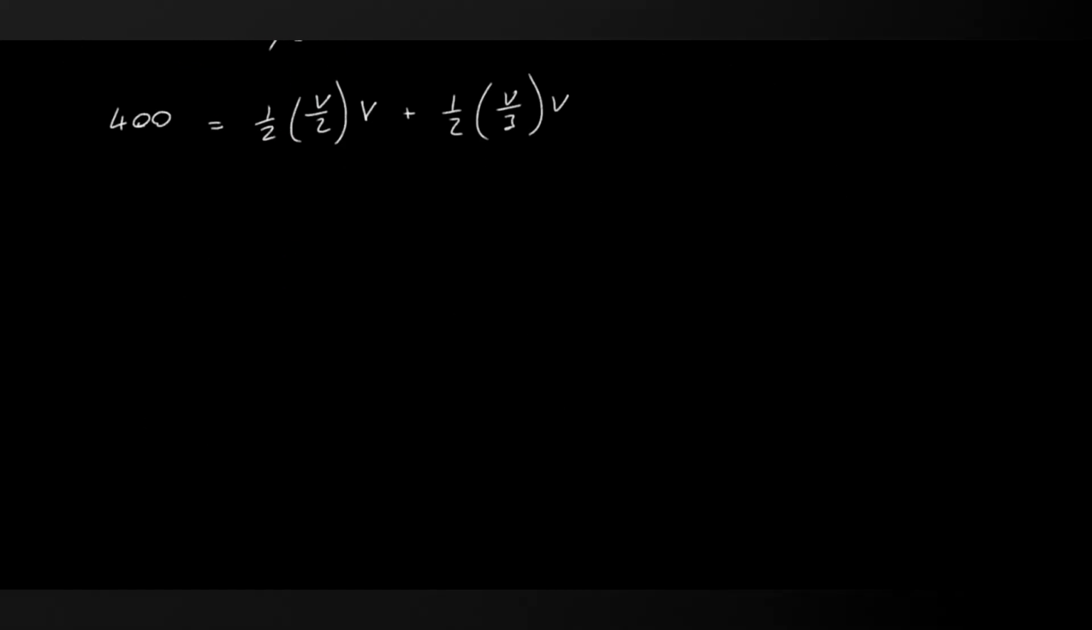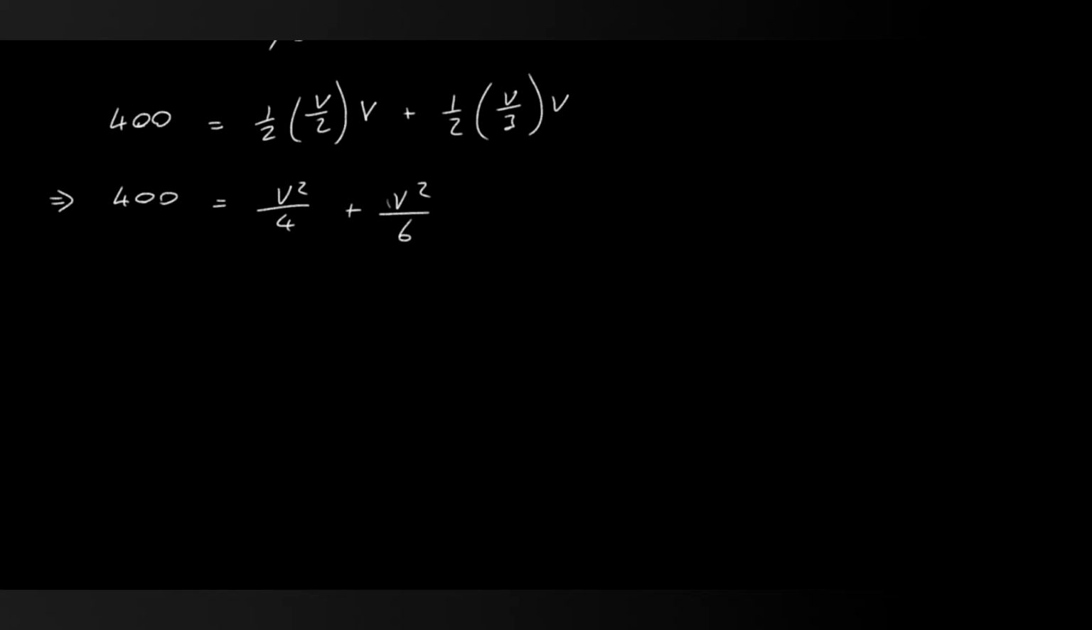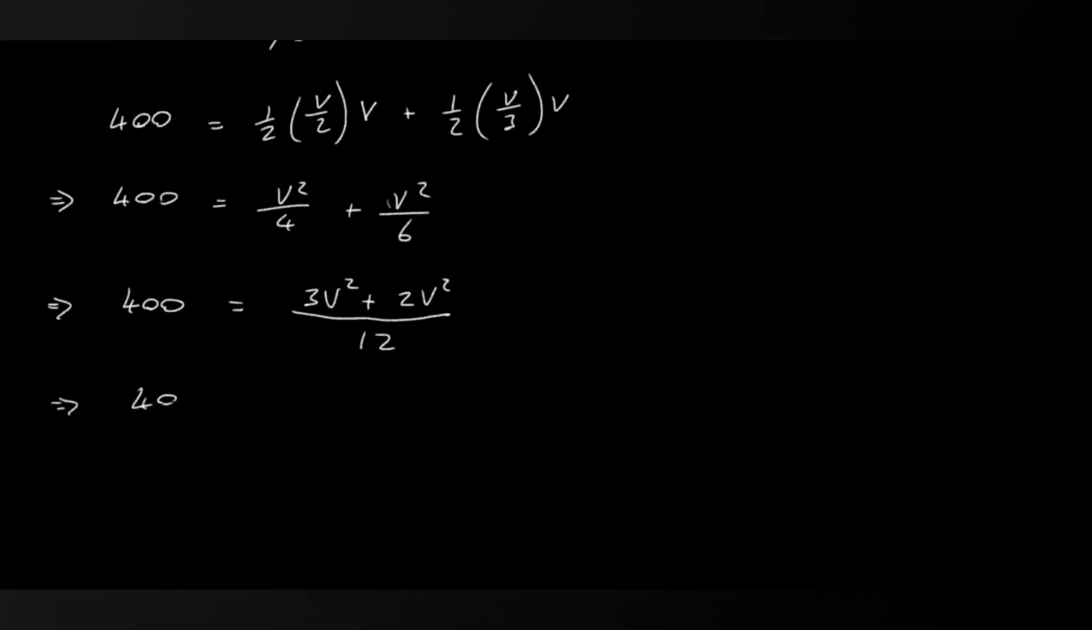So what we're going to do here is just simply solve for v. So we've got 400 is equal to v squared over 4 plus v squared over 6. Let's just add these fractions on the right hand side. So let's use 12. 4 into 12 is 3, so we've got 3v squared here. 6 into 12 is 2, so we've got 2v squared here. So that'll give us 400 is equal to 5v squared over 12. Let's multiply across by 12 and then divide by 5.